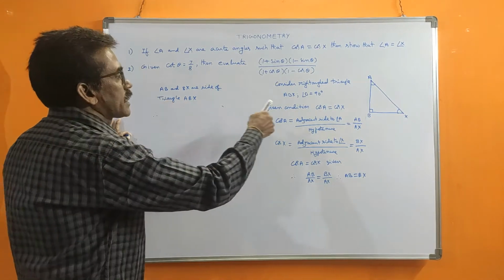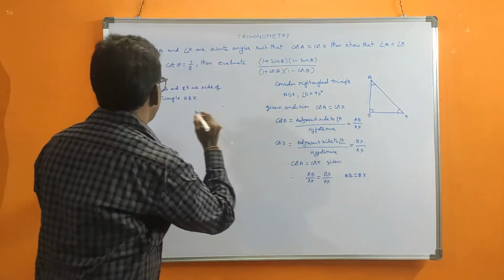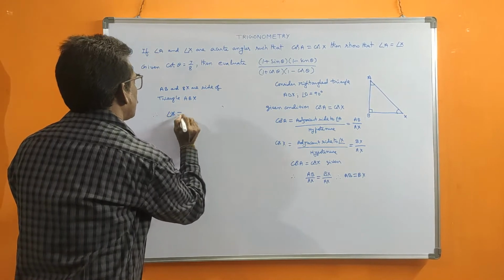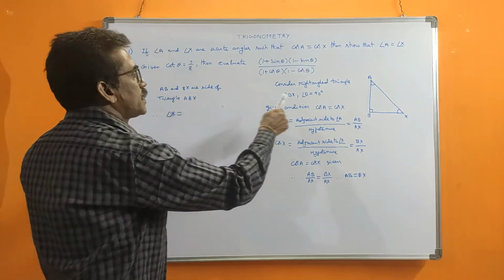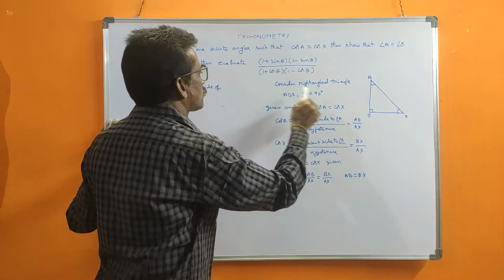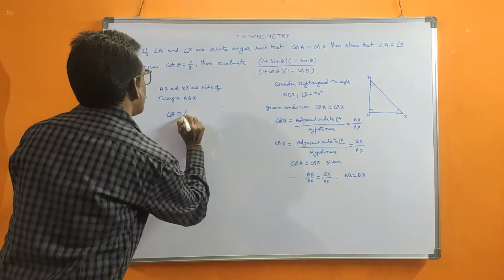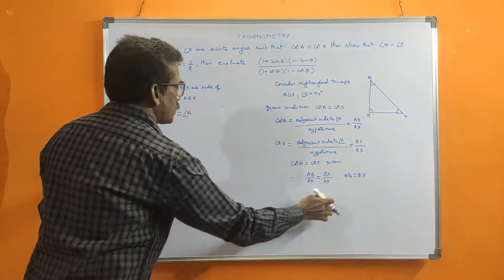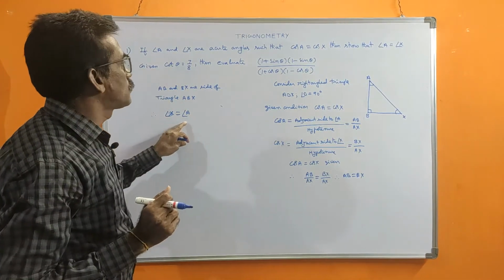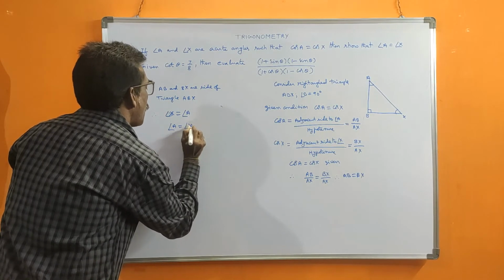What is the opposite angle to AB? For AB, the opposite angle is angle X. Write angle in capital letters. What is opposite to BX? The opposite angle to BX is angle A. So according to that theorem, angle X is equal to angle A. That means angle A is equal to angle X.